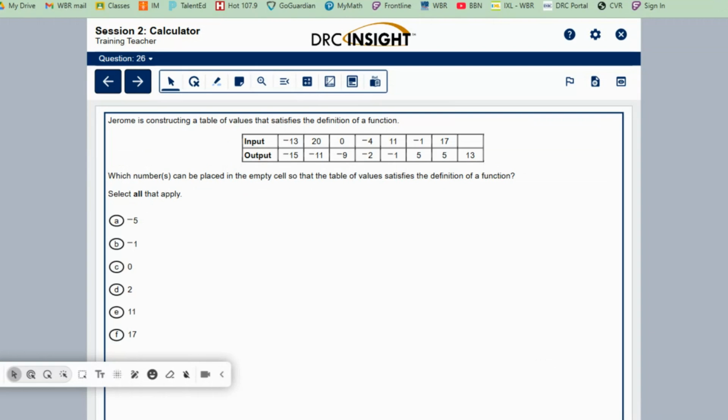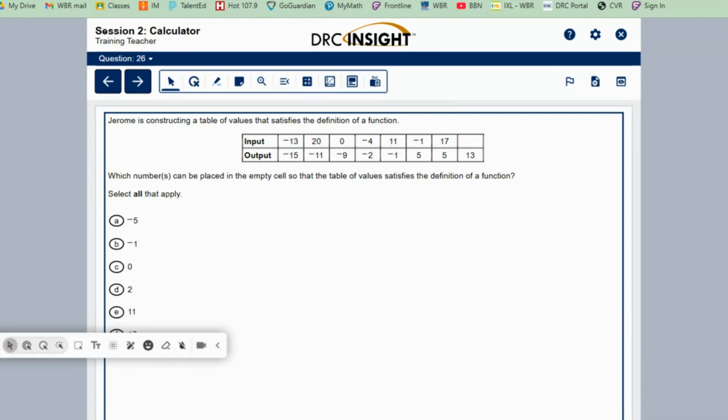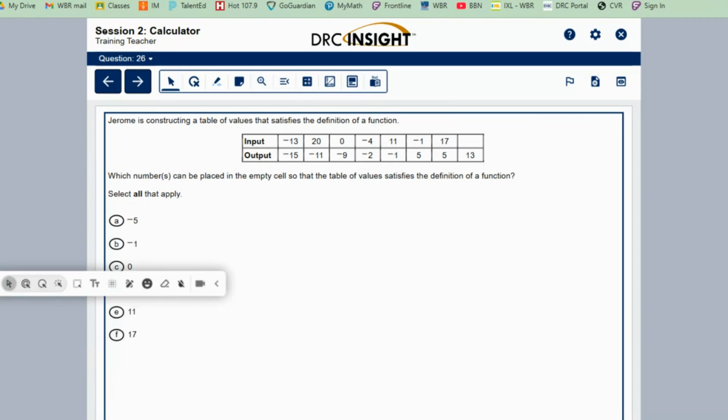All right, number 26. It says Jerome is constructing a table of values that satisfies the definition of a function. So remember, the definition of a function says that each and every input can only go to one output. So basically your input values cannot repeat. We can't have two input or x values that repeat in order to be a function. So if I'm trying to see which numbers can be placed in this empty cell right here that satisfy the function, I just have to make sure none of the other inputs are that number.